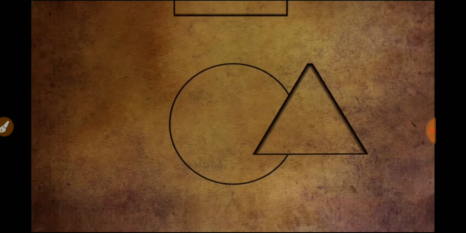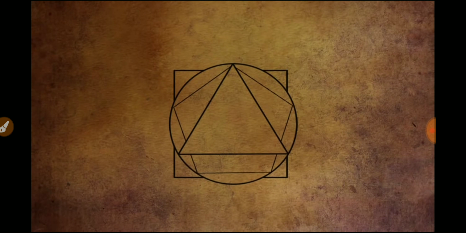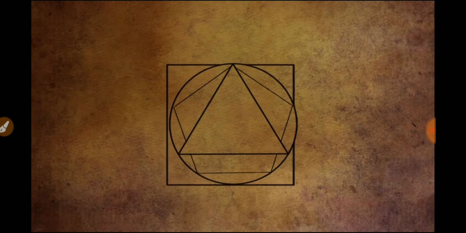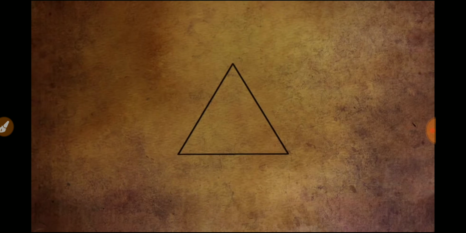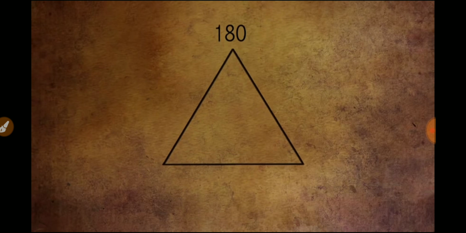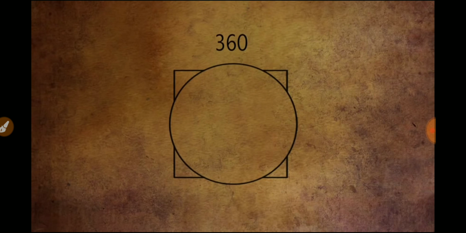Let's look at the first 4 geometric shapes, the circle, triangle, square, and pentagon. In each of them are angles of degrees that, when added together, always total a specific number relative to that particular shape. For instance, if we take a triangle, the sum total of all 3 interior angles is always 180. For both the square and circle, it is 360. For a pentagon, it is 540.